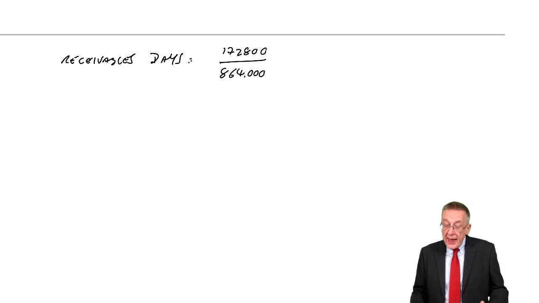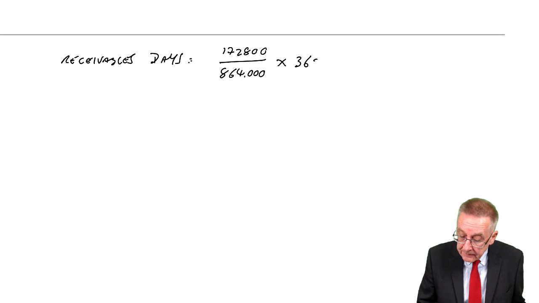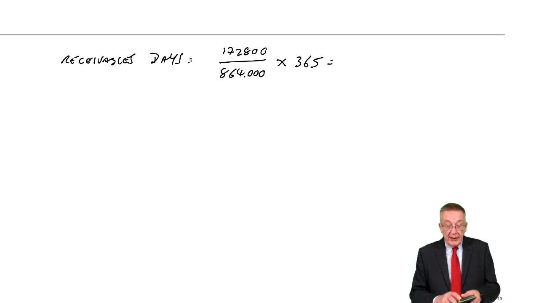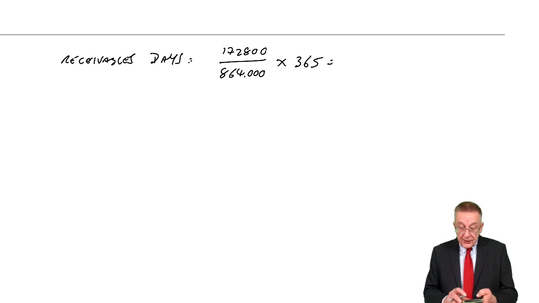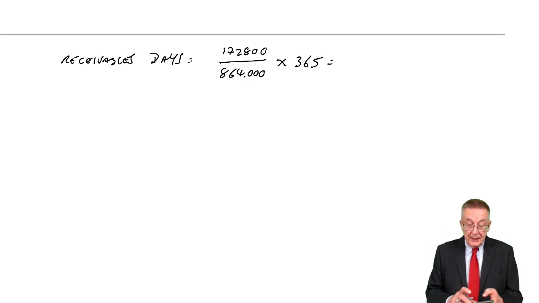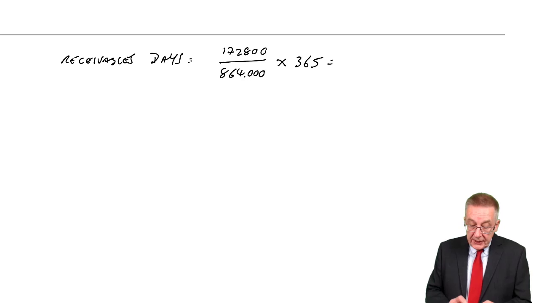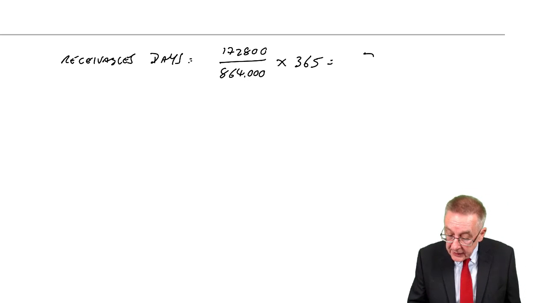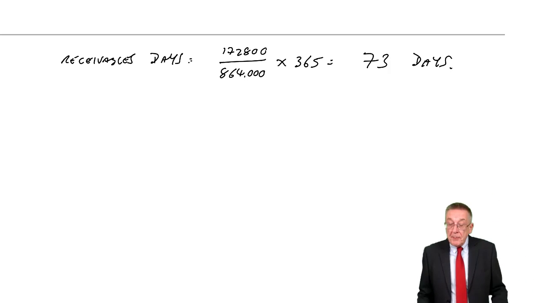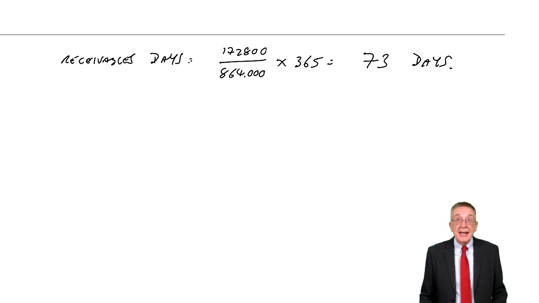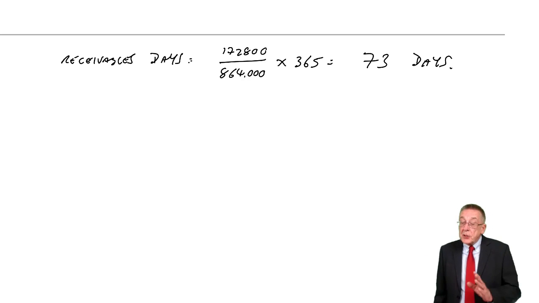And therefore, it would appear, if there are 365 days in a year, that we're giving how many days credit? 172,800 as a proportion of 864,000. It's 0.2, so 20% of our sales for the year are in receivables. Multiply by 365, I get 73 days. So it would appear we seem to be giving about 73 days credit to customers. Now, two things there.